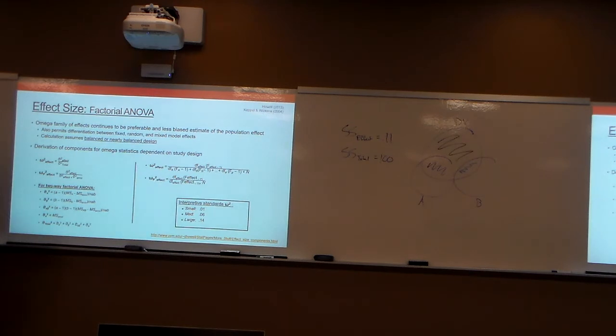The other thing is you should probably reserve calculation of this stuff for designs that are relatively balanced. If you have a design that's just not balanced, then we fall back on eta squared, and that's fine, just recognizing that that's more of a descriptive statistic than anything else. Questions on this?